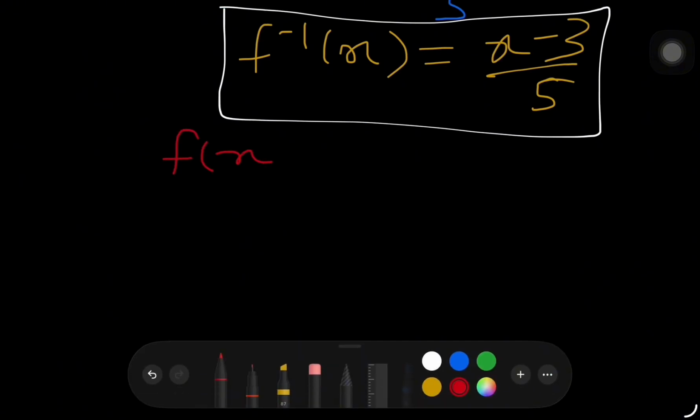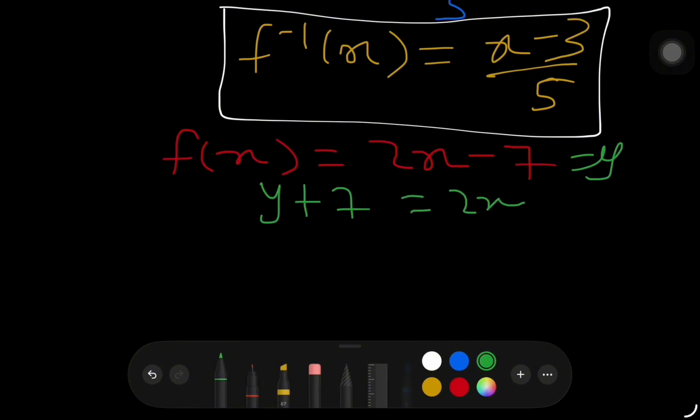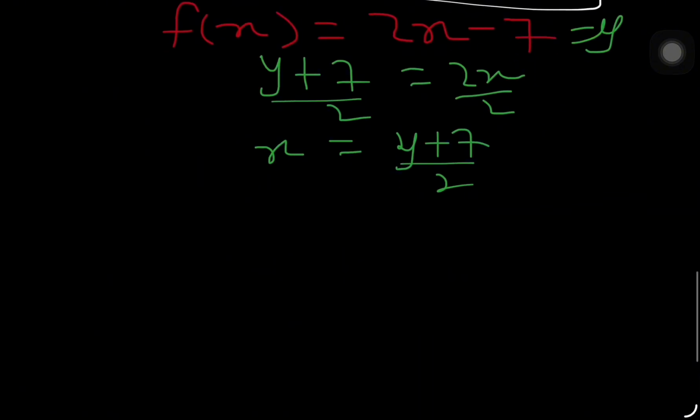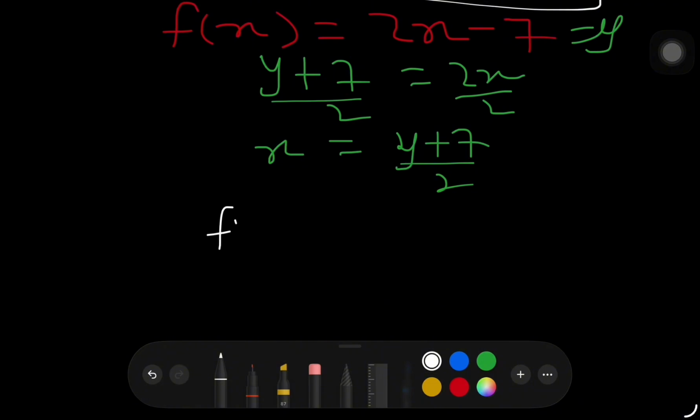Let's try another question. If I have f of x equals 2x minus 7, find f inverse of x. I equate this to y so that I make x the subject, then I'll get y plus 7 equals 2x, divide both sides by 2, x equals y plus 7 over 2. Afterwards, I redefine my variables and I get f inverse of x is equal to x plus 7 over 2. This is how you find the inverse of any linear function.